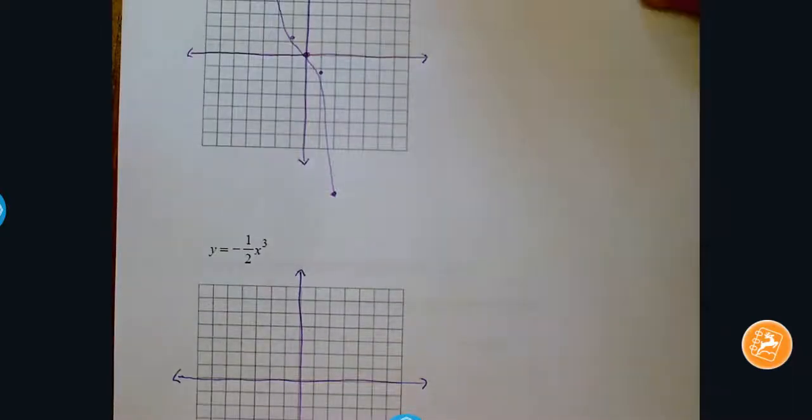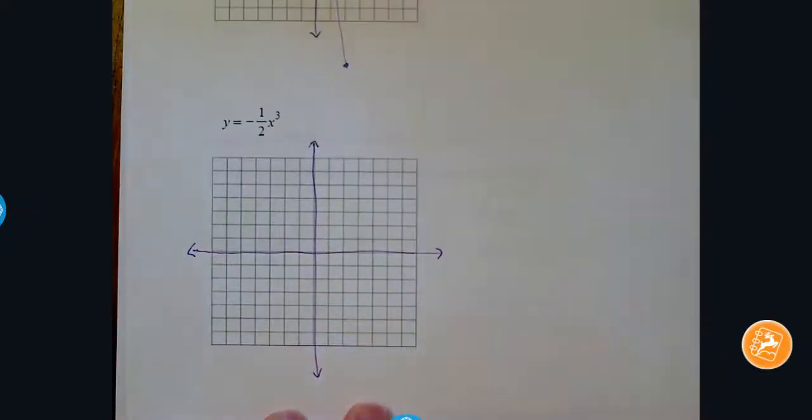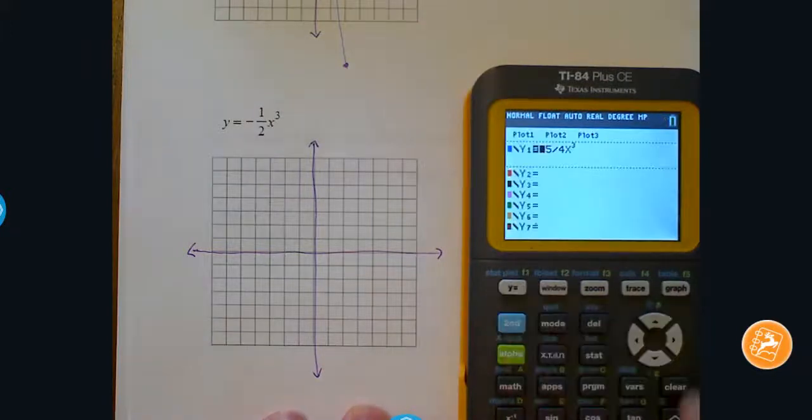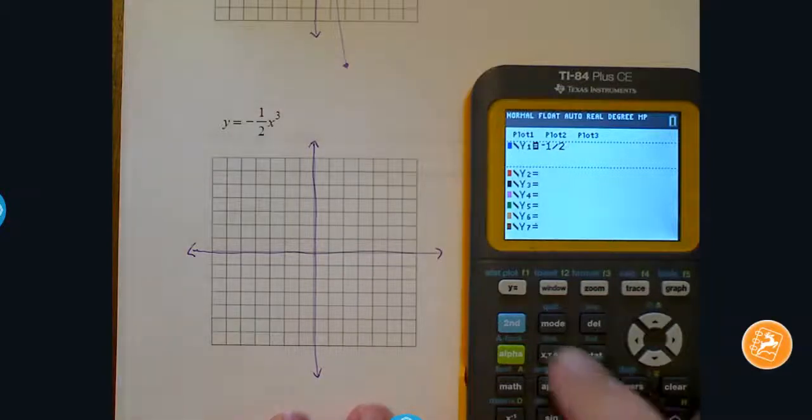Same technique. We are going to enter the equation into our graphing calculator. So once again, I hit y equals. I can clear out what I have, or you can keep it and just write over it. Either way, I'm going to do negative, not the subtraction button, but the negative button down by the decimal point underneath the 3. 1 divided by 2, or you can use negative 0.5 if you want, x to the third.